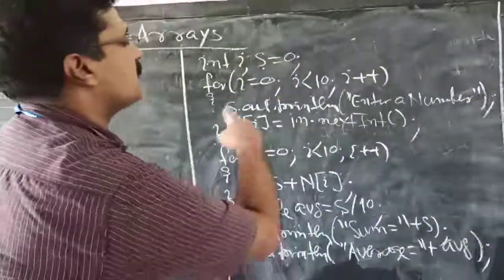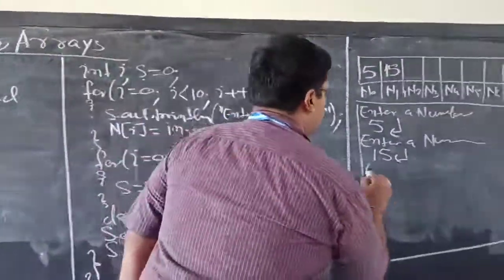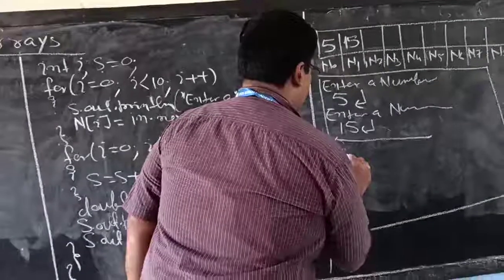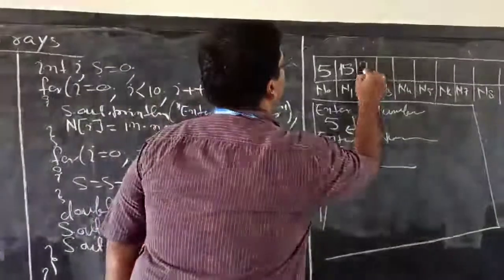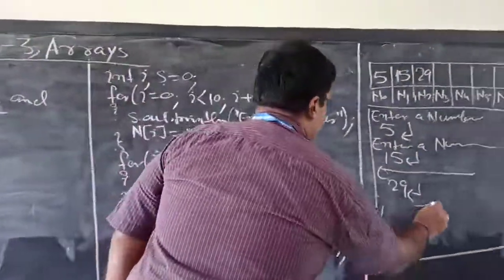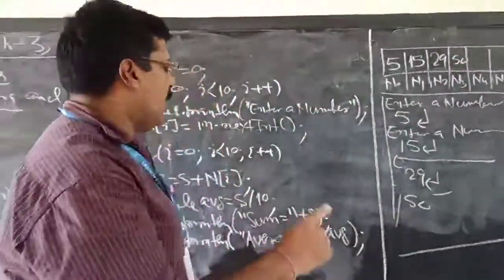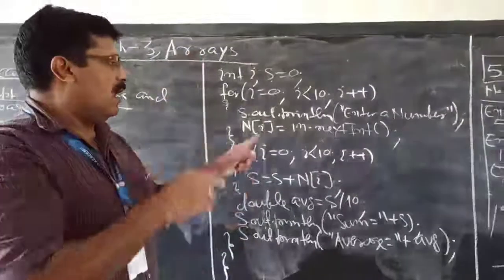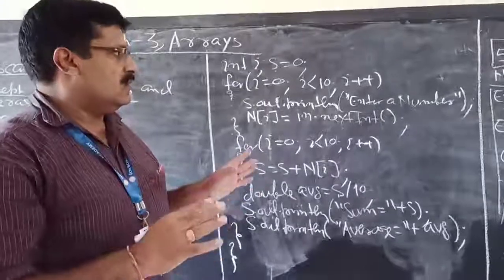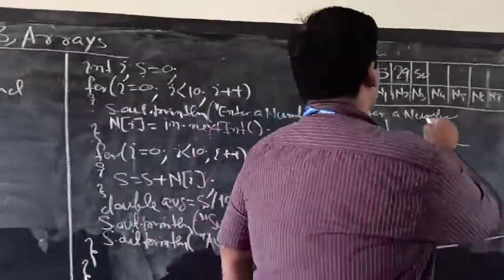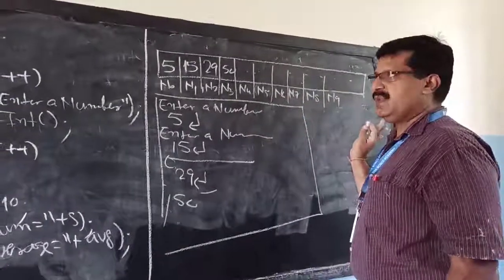Again go for the next, i will be 2. Again the message will come, enter a number. Suppose this time you have pressed 29, and press the enter key. So this 29 will be stored at n2 place. Again enter a number, suppose 50. 50 will be stored at n3 place. So like this, when you run the program, this message will come 10 times, and 10 times you have to press a different number. So after executing this loop, all the elements in this array will be stored. The array is created.